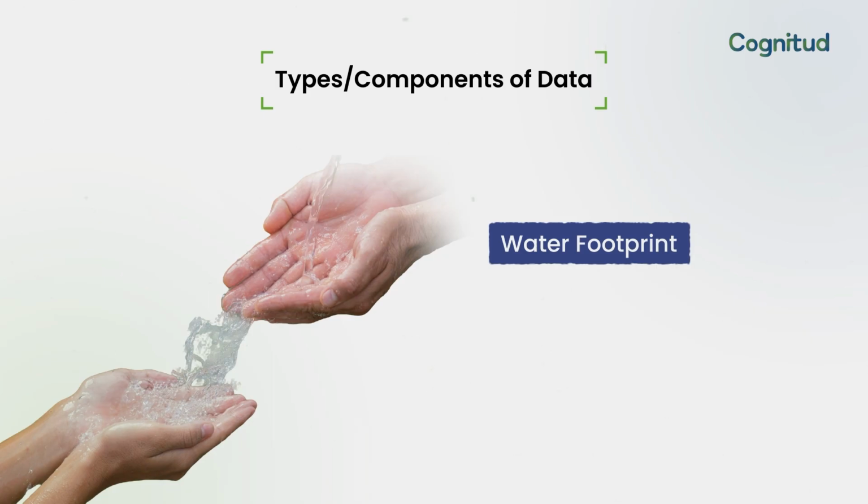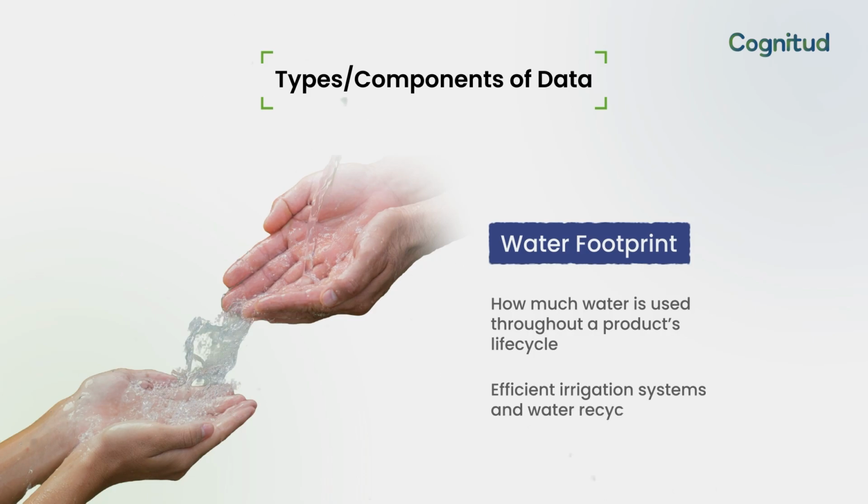Detailed information on how much water is used throughout a product's life cycle is also accessible through digital product passport. This allows businesses to identify areas that require water conservation strategies, like efficient irrigation systems and water recycling practices.